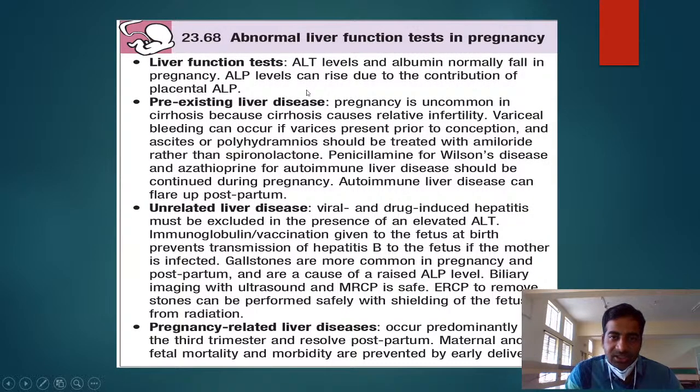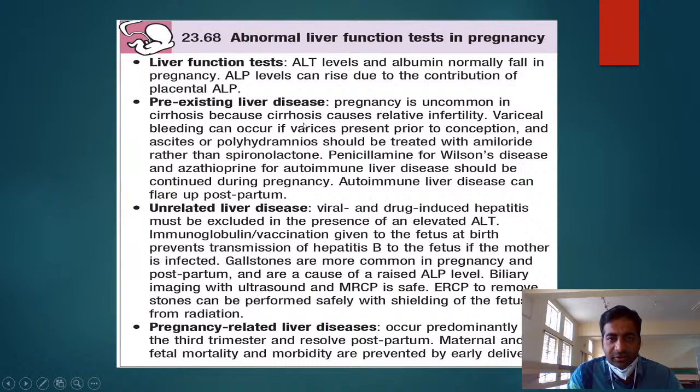In liver function tests, you mainly look at SGPT, and albumin normally falls in pregnancy. ALP levels can rise mainly due to the contribution of placental ALP. That's why alkaline phosphatase is more commonly elevated in pregnant patients, mainly due to the placental alkaline phosphatase.